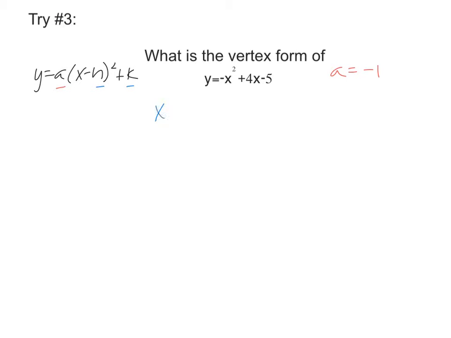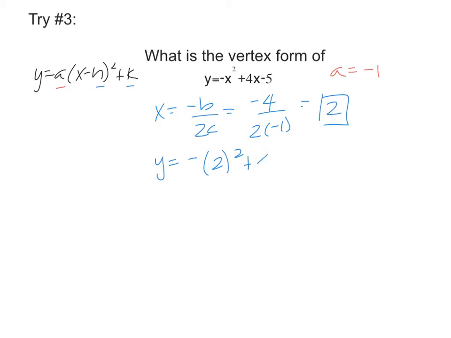So remember, we will find that by doing negative b over 2a. Negative b would be negative 4 over 2 times negative 1. That's really negative 4 over negative 2, which reduces down to positive 2. Now we're going to take that 2 to find our y. And so that would be negative parentheses 2 squared plus 4 times 2 minus 5. 2 squared is 4, and 4 times a negative is negative 4. Plus 8 minus 5. So that would give us 4 minus 5, which is negative 1.